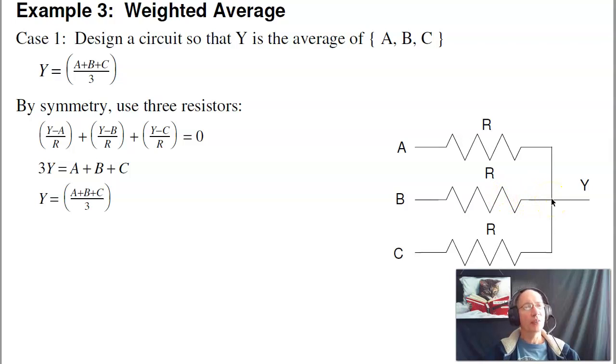You can solve that using voltage nodes. If I write the node equation of Y, you get Y minus A over R plus Y minus B over R plus Y minus C over R equals 0. The R's cancel. I get 3Y is A plus B plus C, or Y is the average of A, B, and C. So that's the average where each has equal weighting.